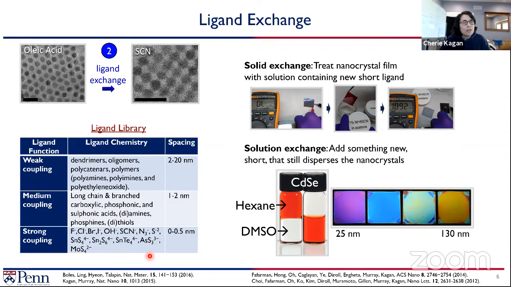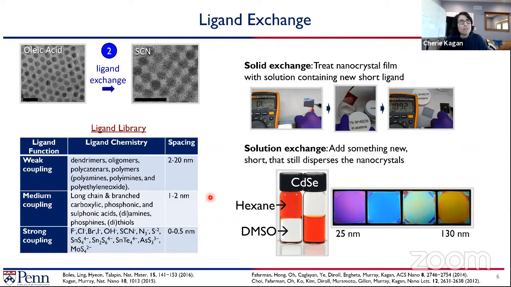We've also covered some of this in our review papers, but you can see that we can use these chemistries to really bring the particles much closer together, where you get stronger, what's known as exchange interactions between the wave functions of electrons in different particles.